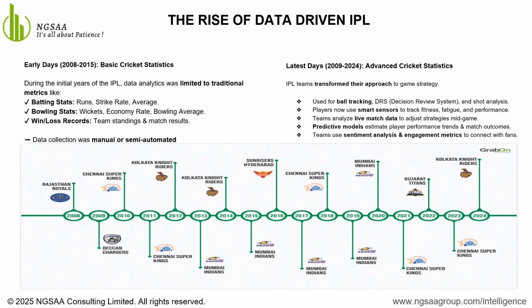Latest days, between 2019 and 2024: the use of advanced cricket statistics has transformed IPL strategies. Analytics is now used for ball tracking, DRS or decision review system, and shot analysis. Players use smart sensors to track fitness, fatigue, and performance. Teams rely on live match data to adjust strategies in real time. Predictive models help forecast player performance and match outcomes. Franchises use sentiment analytics and engagement metrics to enhance fan experiences. Overall, the shift from basic to advanced data analytics has revolutionized IPL, making it a highly strategic and data-driven league.